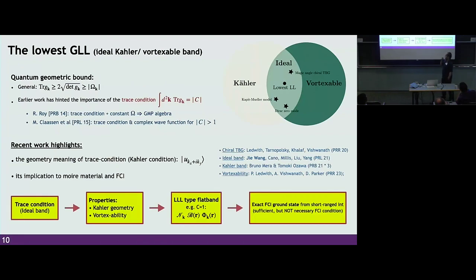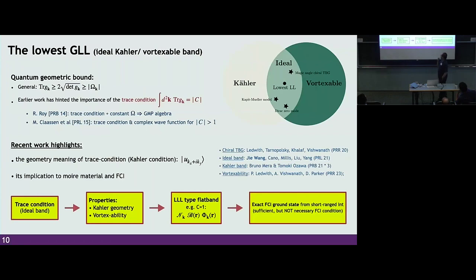And with the trace condition, this holomorphicity can be seen both from the real momentum space, as the holomorphic momentum dependence, as well as from the real space, from the notion of vortexability. The vortexability allows one to explicitly construct the fractional quantum Hall type wave functions. This holomorphicity also directly fixes the wave function form of the band that satisfies the trace condition. Here, as a representative example, when you have Chern number one, the wave function must be written in this way, where N_k is a normalization, B_r is a factor, and phi_k is a lowest Landau level wave function.